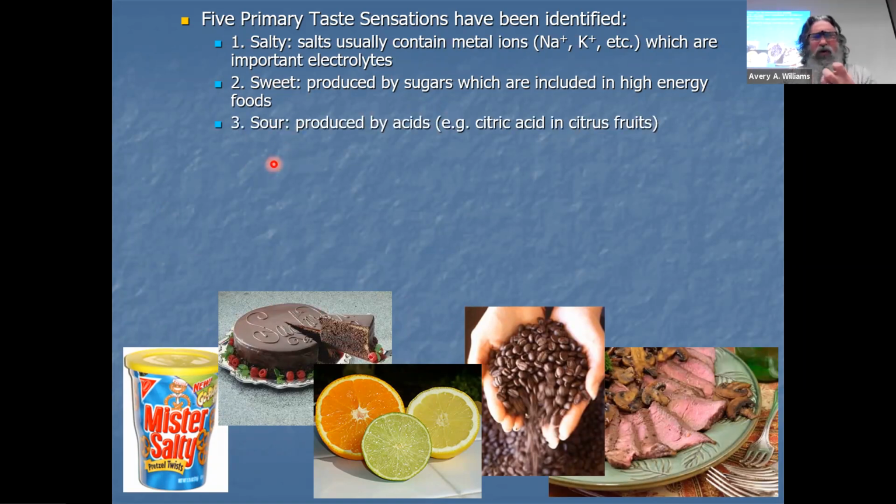Sour, everybody's tasted something sour before. It kind of makes my mouth water. Do you see me saying the word sour? Look at my little picture here. Sour is usually produced by acids, like citric acid in citrus fruits, like sucking on a lemon. Oh man, I can just taste it now.